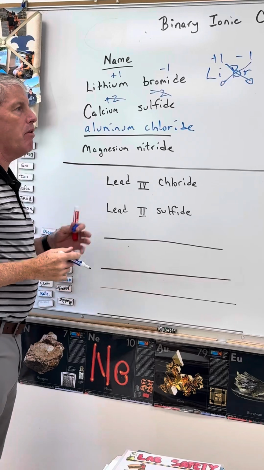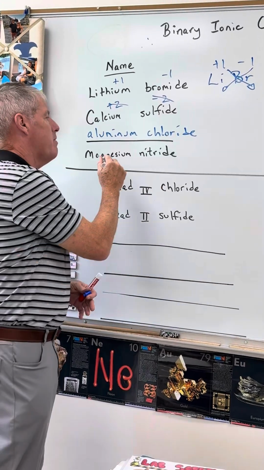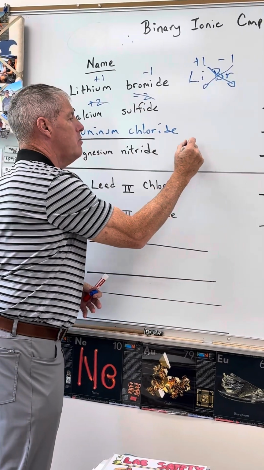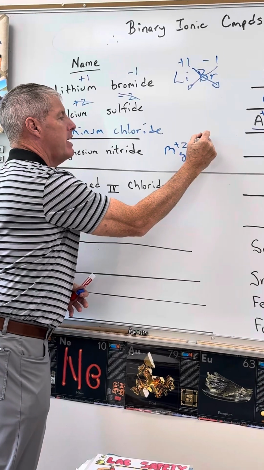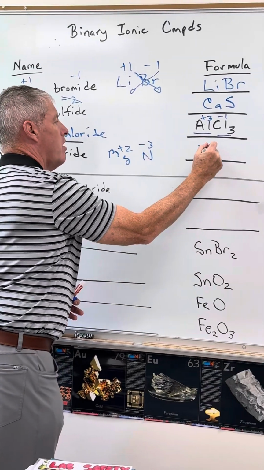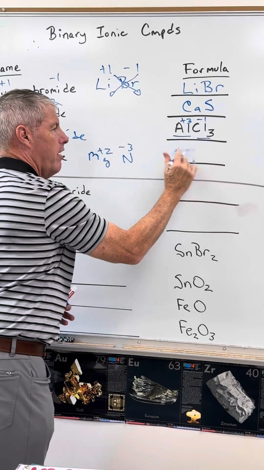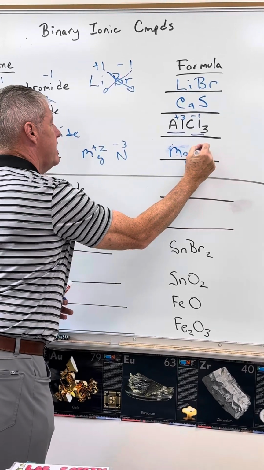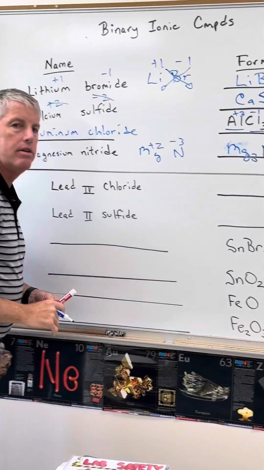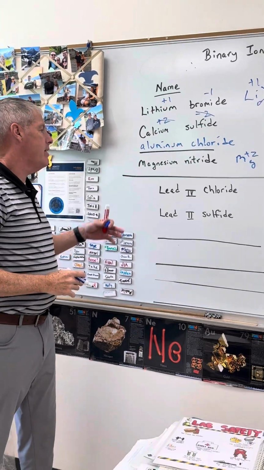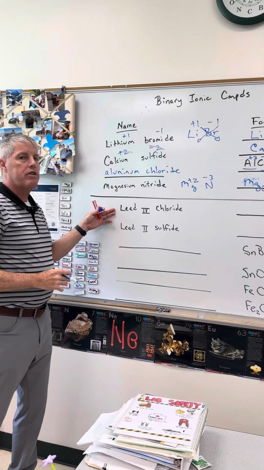The next one, you're going back to formula writing. So magnesium is +2, nitride is -3. So you crisscross and get Mg3N2.